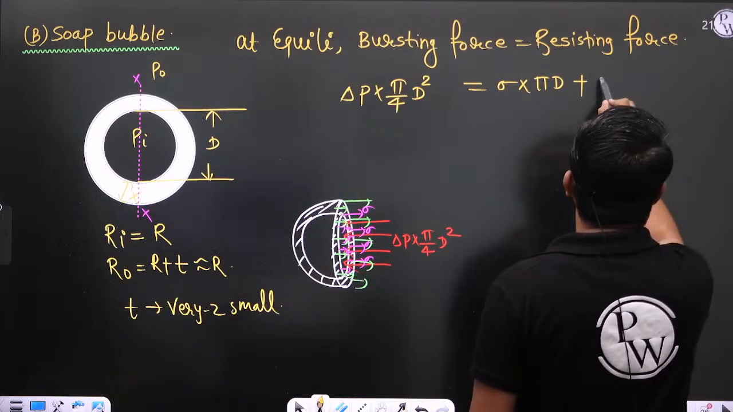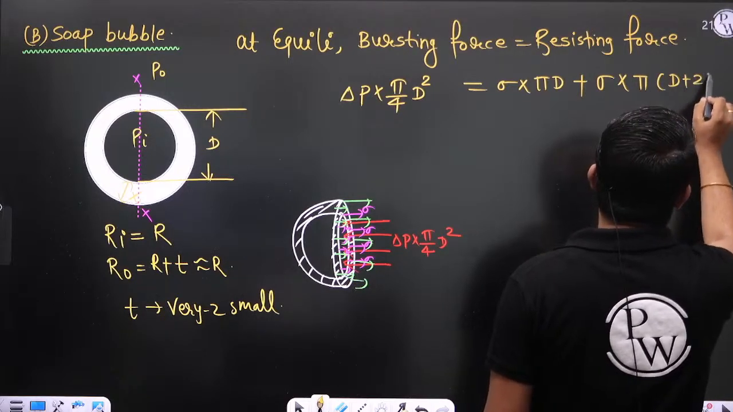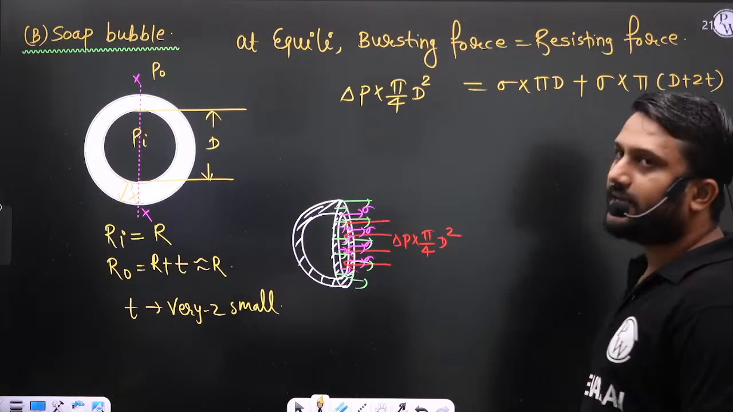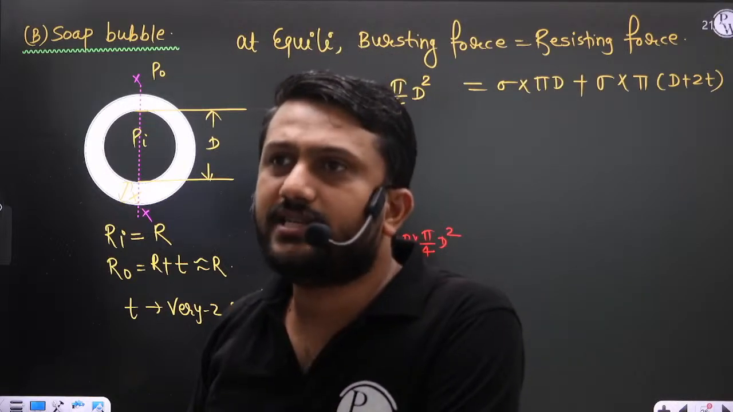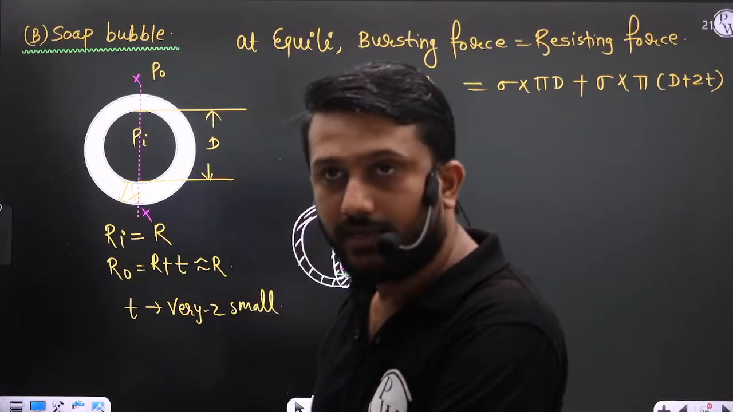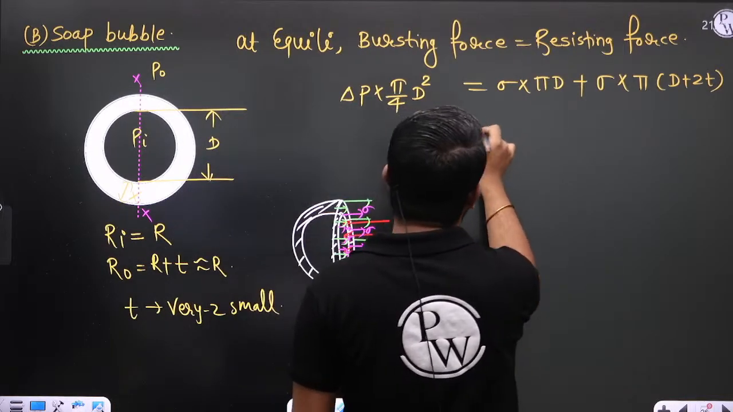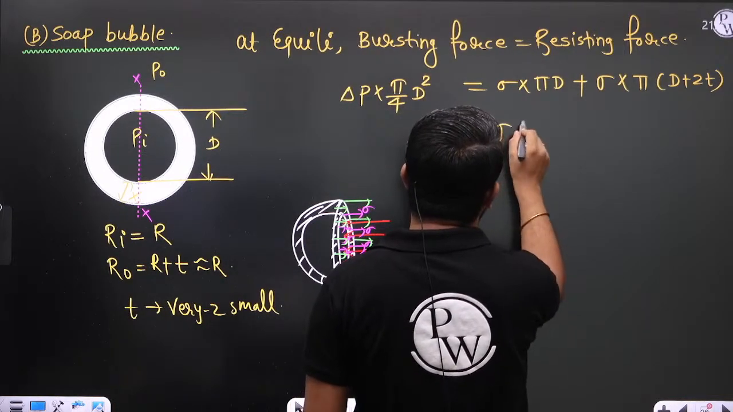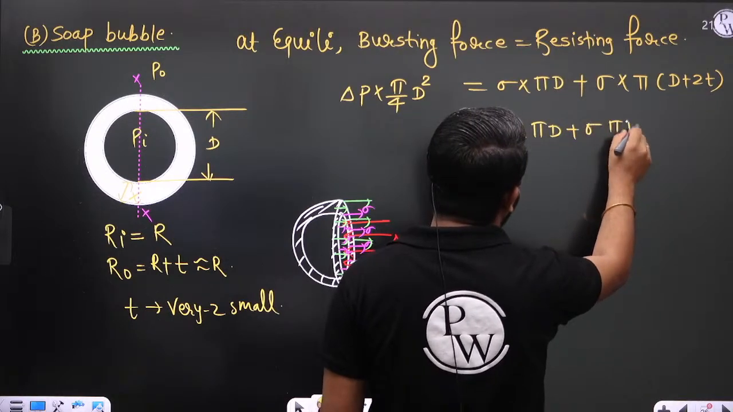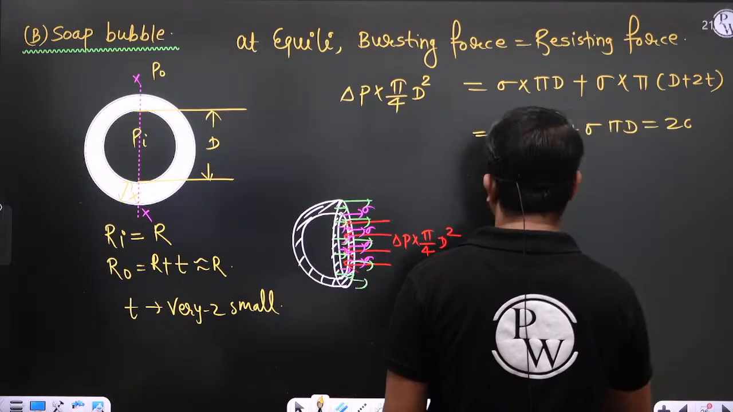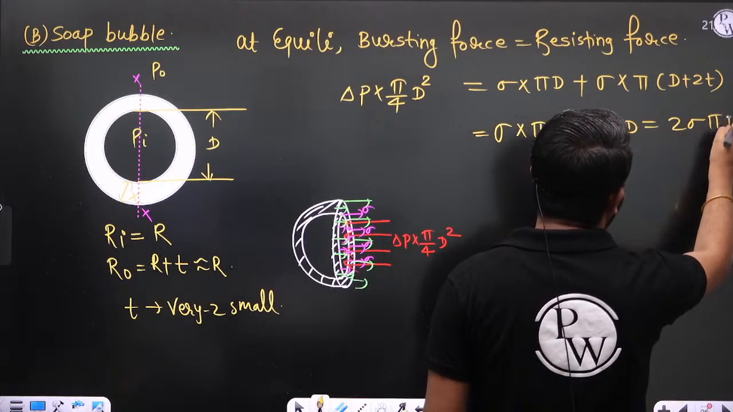So we can write this is sigma into pi into d plus 2t, and we know that d plus 2t is approximately equal to d. So this is sigma pi d plus sigma pi d, so this is 2 sigma pi d.